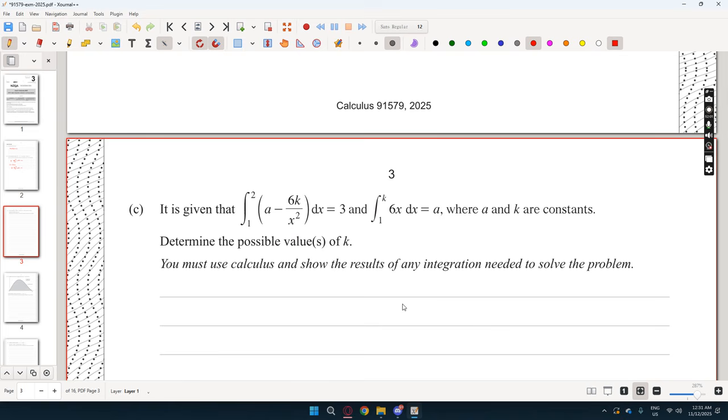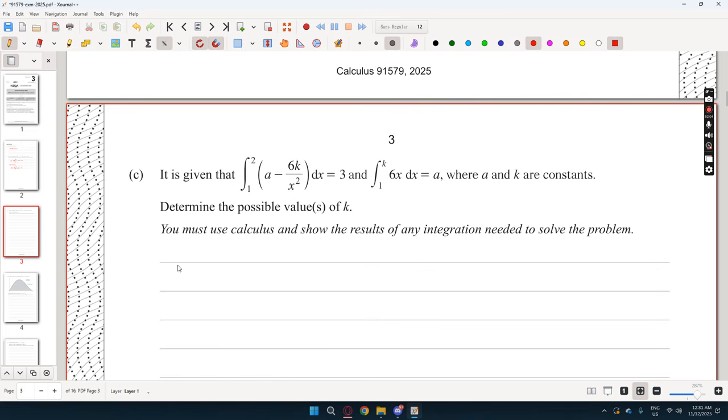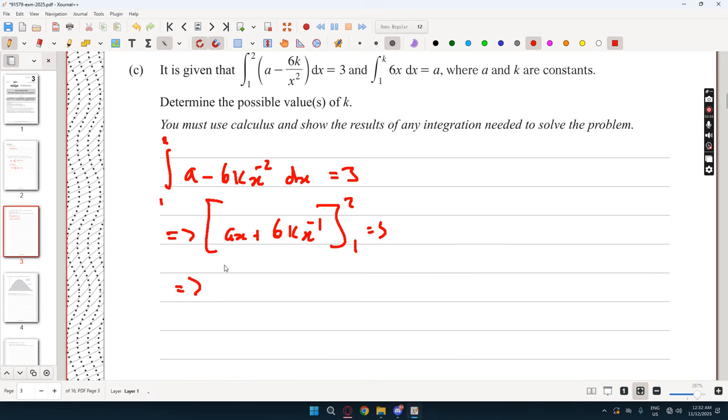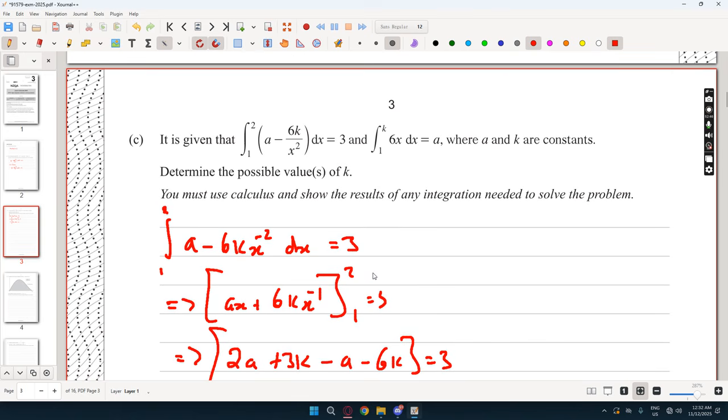Determine the possible values of k. Well, I guess this is the same as saying integrate from 1 to 2 a minus 6k x to the minus 2 dx equals 3. So this implies that ax plus 6k x to the minus 1 from 2 to 1 equals 3. This implies that 2a plus 3k minus a minus 6k equals 3.